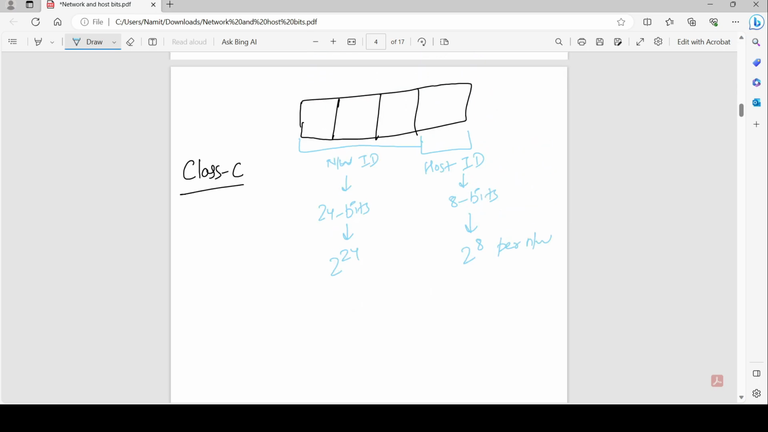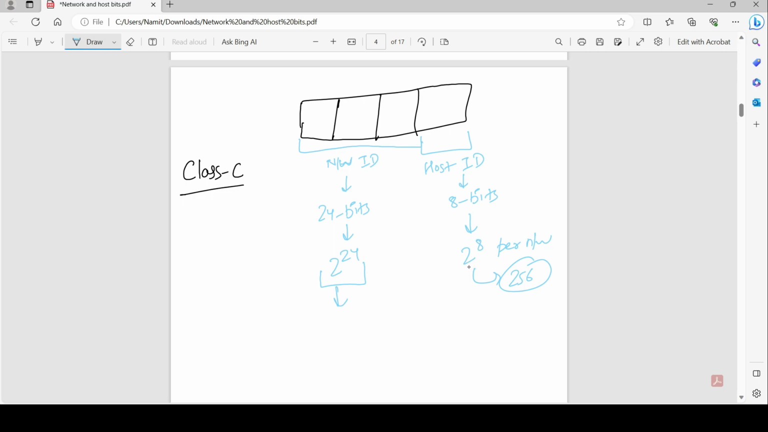Okay, now if you'll notice this number is nothing but 256. That is 256 hosts per network, so it is bearable. We can have these many hosts within a particular network, and now the number of networks have been increased significantly. So that's why majority of the times we have a class C type of address.